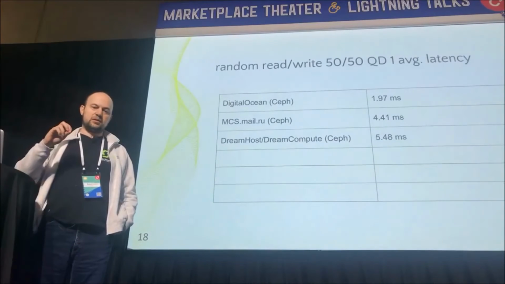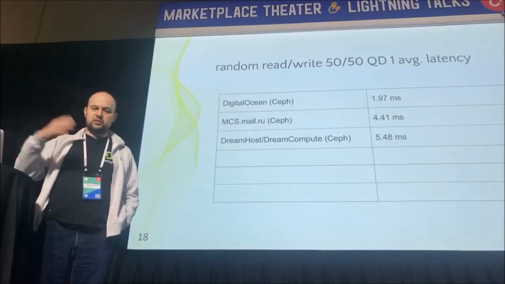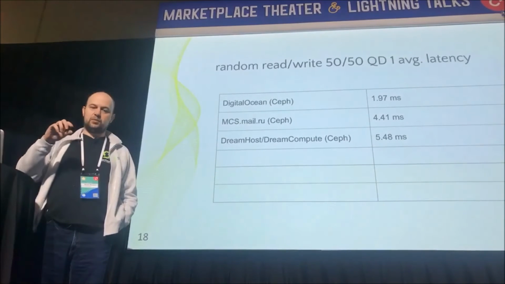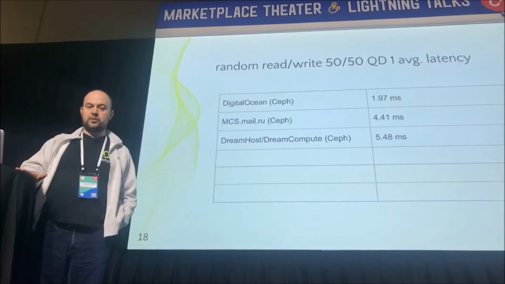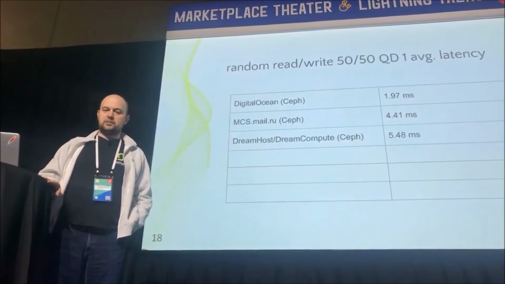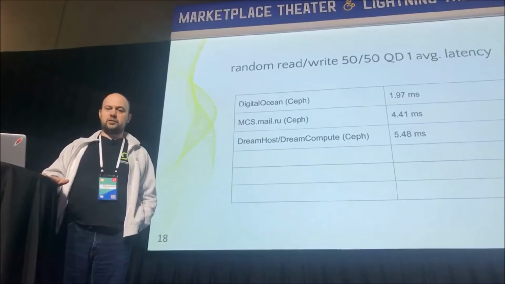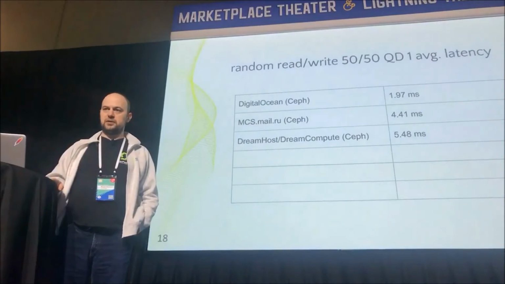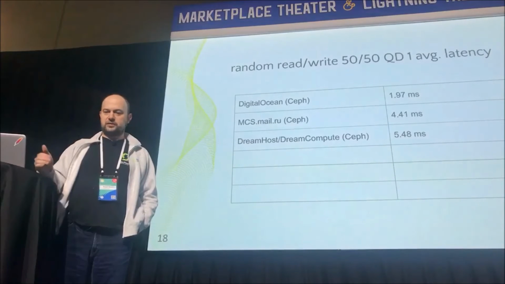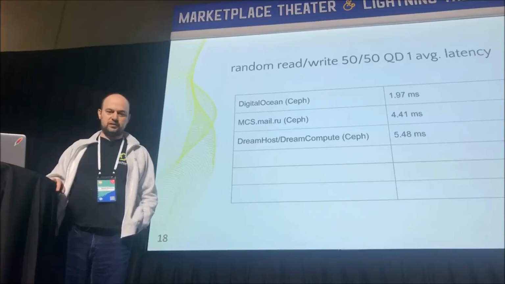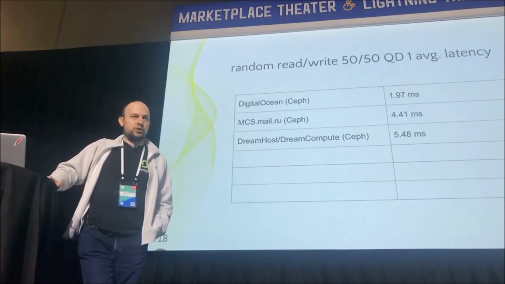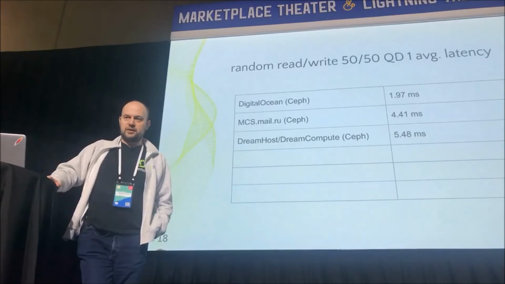And what we did, it's still in progress, but we started this process and we got virtual machines from a bunch of different public cloud operators and measured random reads and writes with QDepth 1 on the different operators. In DigitalOcean, we got about 2 milliseconds. In DreamHost, the Dream Compute service, we got about 5 milliseconds average latency for 4 kilobyte storage operations.